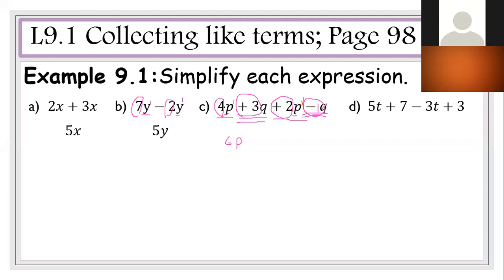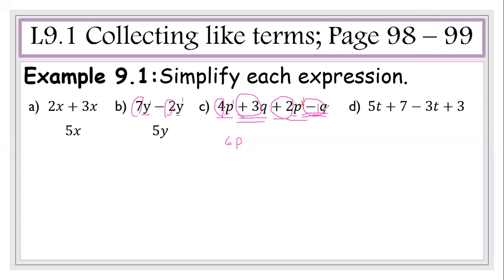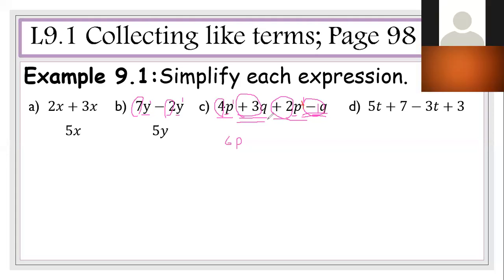So positive 3 plus negative 1, they are different signs, so I can find the difference. But here I don't need to do that. I can just subtract. 3 minus 1, which is what? 2q. So the answer for this is actually what? 6p plus 2q.